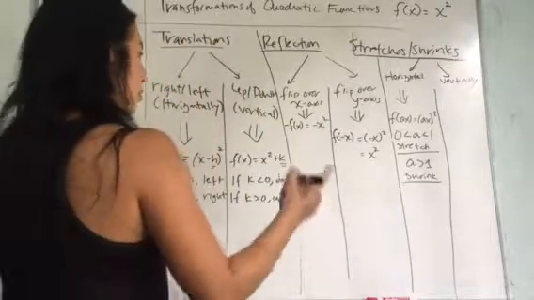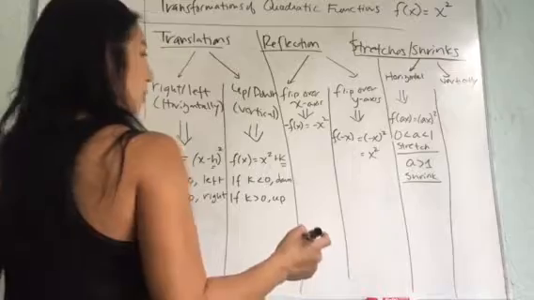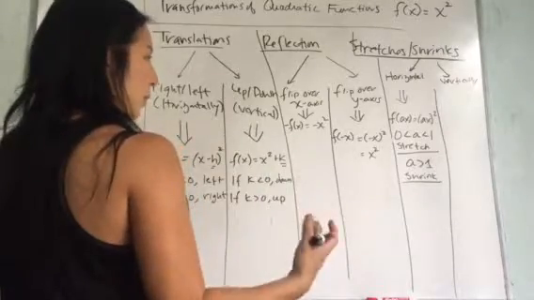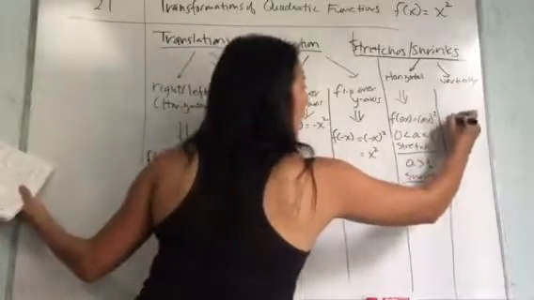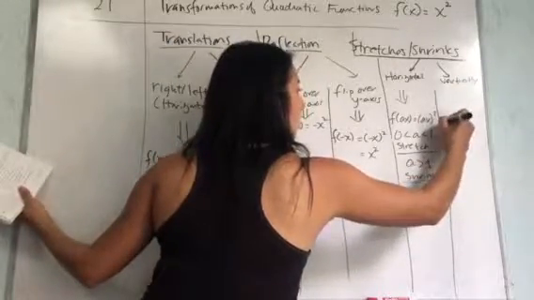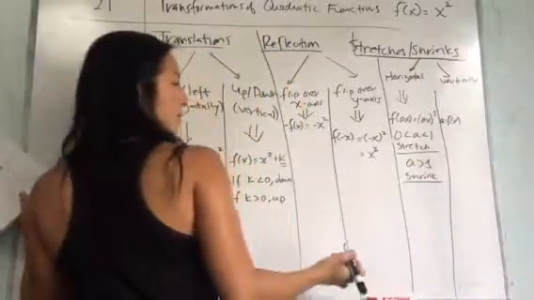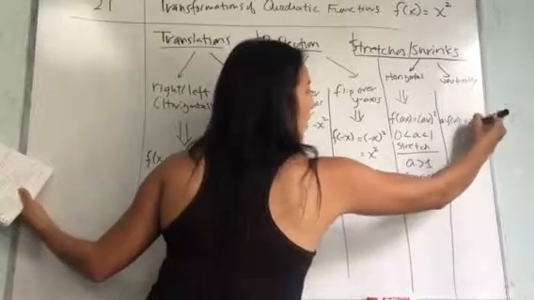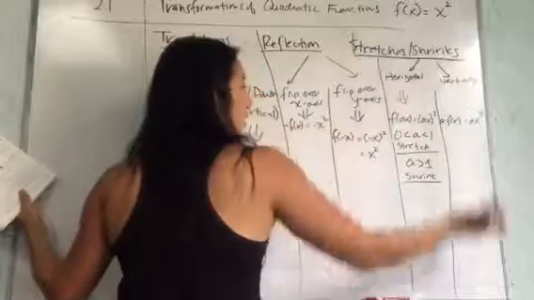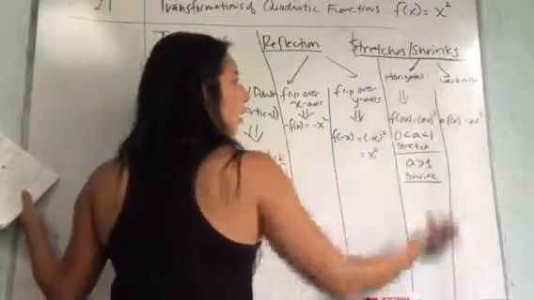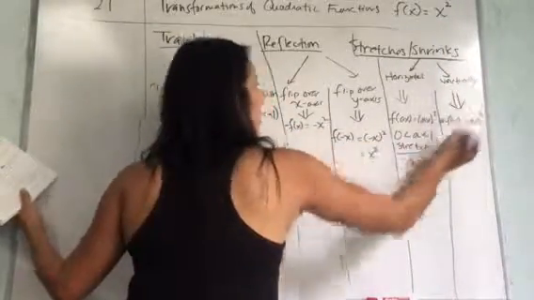To do a vertical stretch or shrink, you would just have to multiply the whole function by a coefficient or a value. So if you have f of x, you just multiply it by a, and it would be a x squared. Okay, you would take your x squared and just multiply it by a coefficient in front, and that vertically stretches or shrinks your graph.